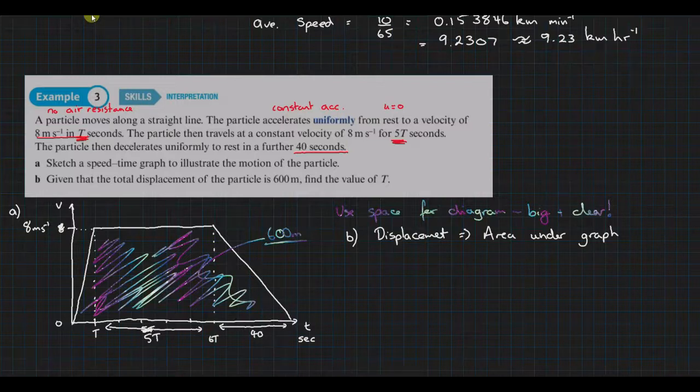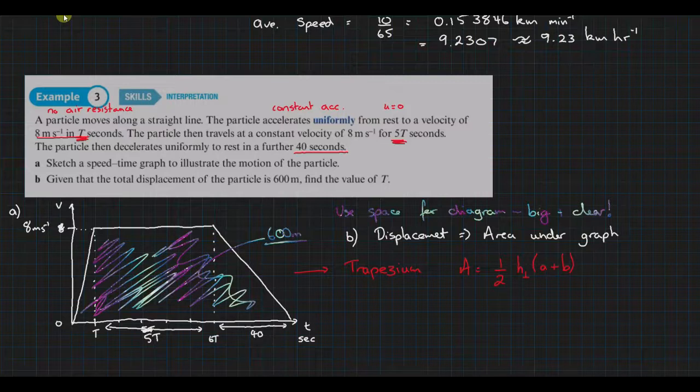So displacement is the area under the graph. And now look at this and go, well, we haven't done the SUVAT formula, so that's not the case. It's a geometric problem. What shape is it? Shape is a trapezium. So we can do the formula for the area of a trapezium. So A is 1/2 perpendicular height and the lengths of the parallel sides.